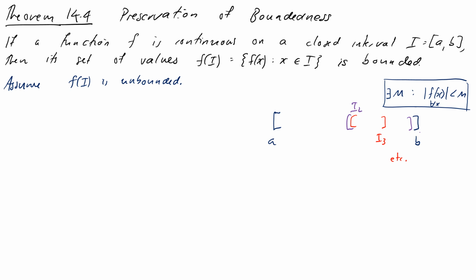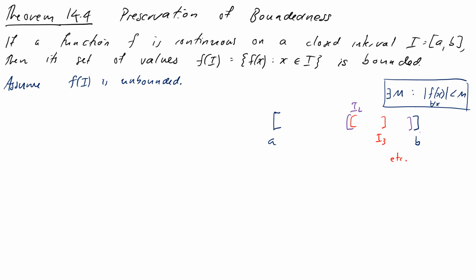So the way that we're going to choose our half intervals is we're going to make sure that we make an unbounded interval choice each time. Because if our overall f of I is unbounded, then f of half of it, at least one of the two halves, is going to be unbounded also.